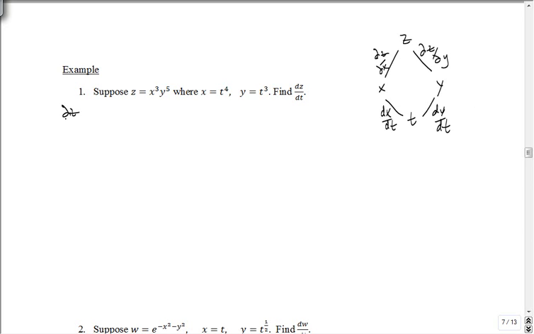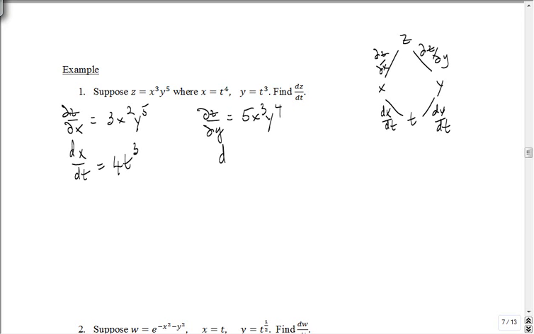So partial z with respect to x is 3x squared y to the fifth. Partial z with respect to y is 5x cubed y to the fourth. dx dt is 4t cubed. dy dt is 3t squared. Make sure you put the curly d's in the right places.